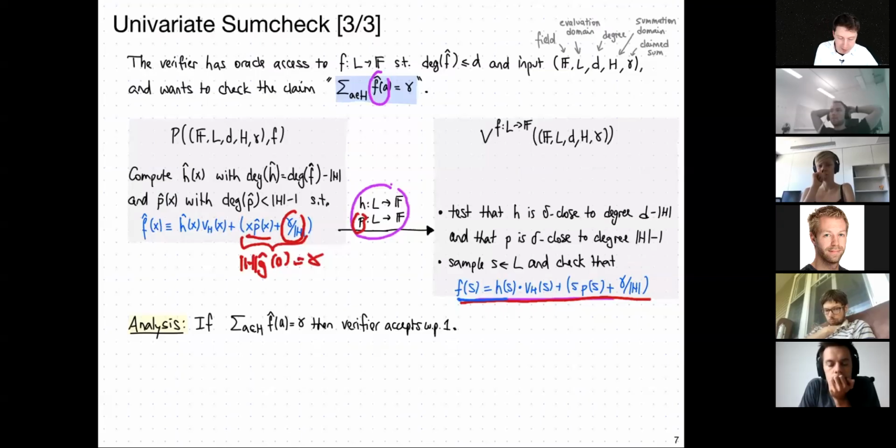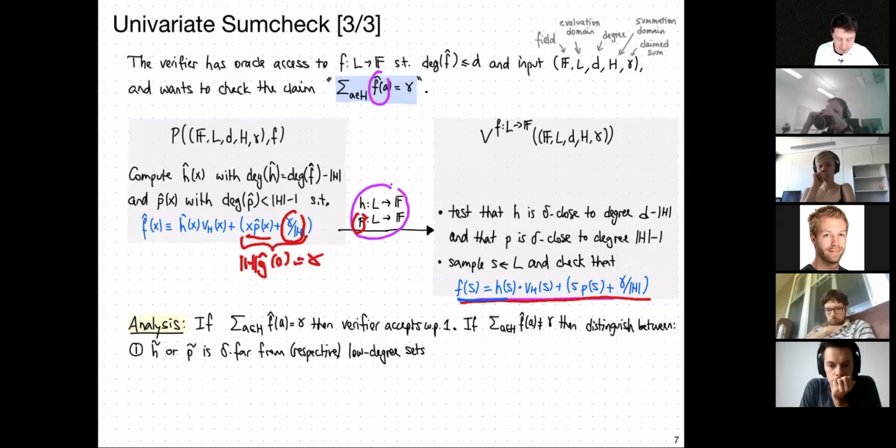And of course, this X in front is just to shift that polynomial up and force it to have no constant terms that could interact with this one. So let's look at the soundness analysis. Suppose that F hat does not sum up to gamma, then there are two cases.